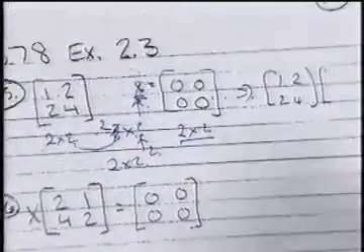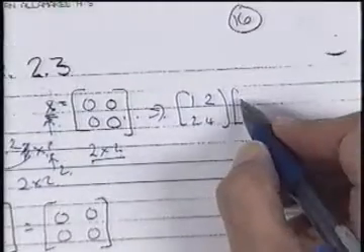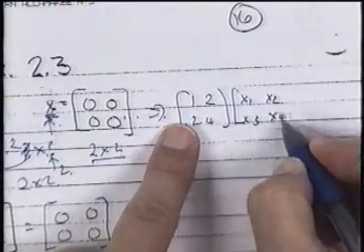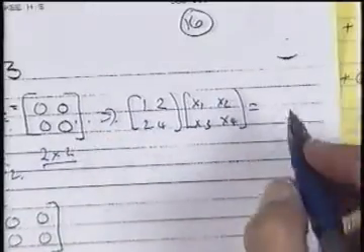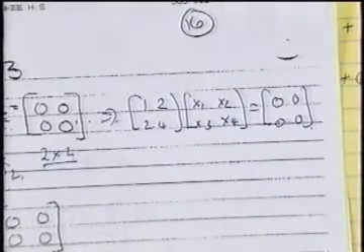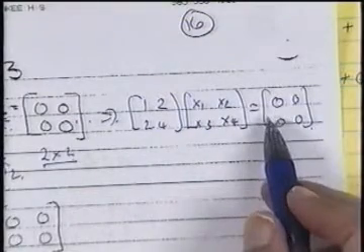Okay, so what I'm looking for is that my X is a 2 by 2 matrix, so it has X1, X2, X3, X4, and the product has to equal 0, 0, 0, 0, like that. Now what you've got to do is solve this equation.